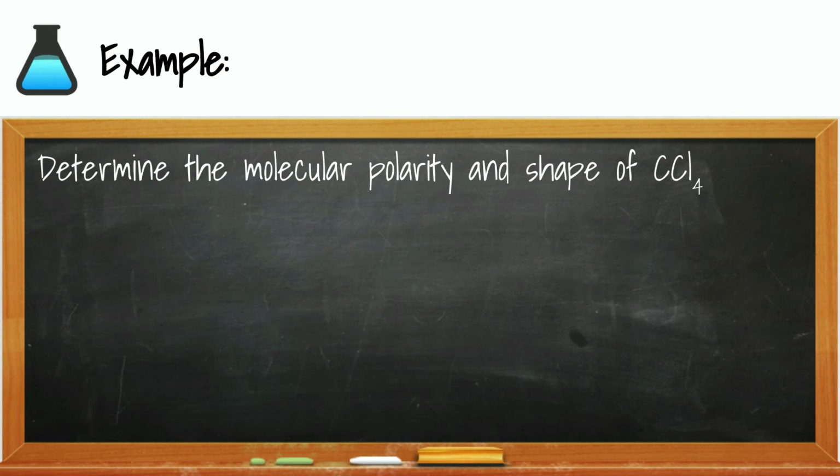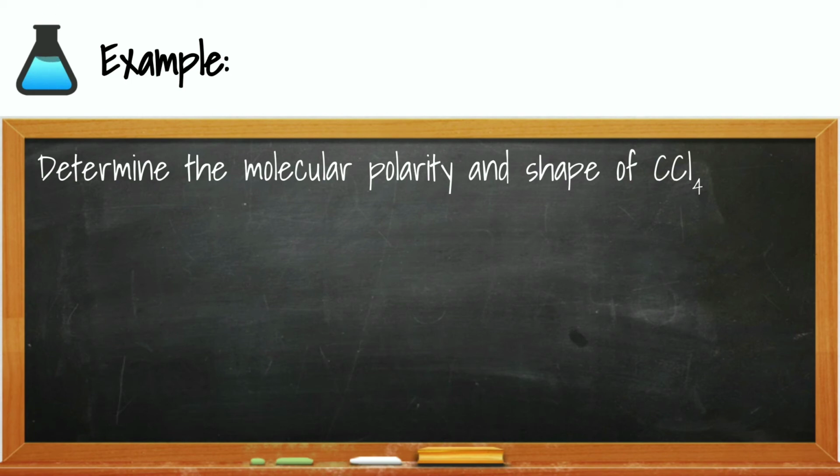Let's look at a practice example. Here we have carbon tetrachloride. If we wanted to determine whether or not this molecule is polar or not, we can examine the last subscript. That is the subscript attached to the chlorine. The subscript is 4. 4 is even, meaning that we are going to have a symmetric molecule, and carbon tetrachloride will be nonpolar.